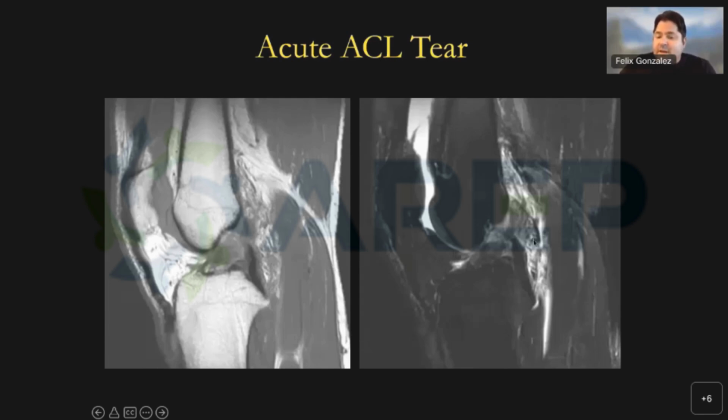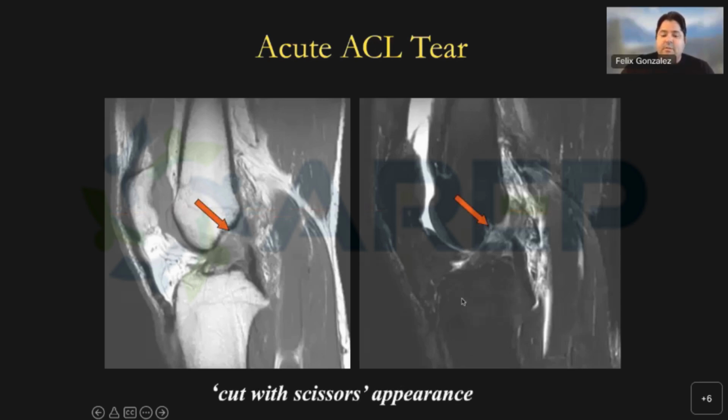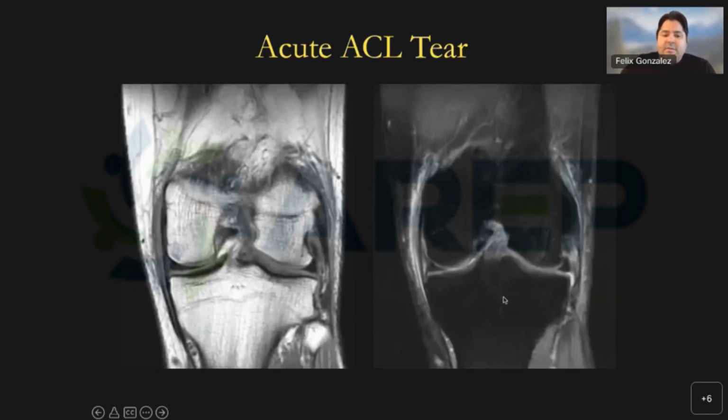And you can see the concomitant extensive edema in the posterior capsule here, involving the ligaments and the respective synovial recesses. You can also see the concomitant suprapatellar pathology and effusion in this case as well. Some people have said it's almost like you take a scissor and cut it, right? You can either cut it completely or partially, and hence you will describe whether it's a partial tear or a full thickness tear. So this is basically an acute ACL tear.